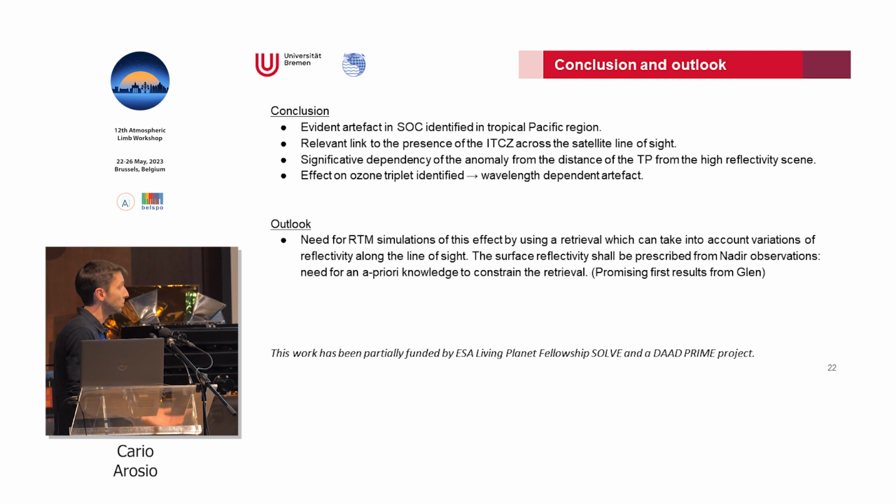And so in conclusion, we identified this artifact, and we related it to the presence of clouds or high reflectivity scenes in the near field of OMPS, and we saw also some effects in the triplets, so in the radiance itself. And the next step, which is actually very important, is that we need some radiative transfer model simulation to verify that this effect is reproduced by our RTM, which can take into account changes in reflectivity, variations in reflectivity along the line of sight.